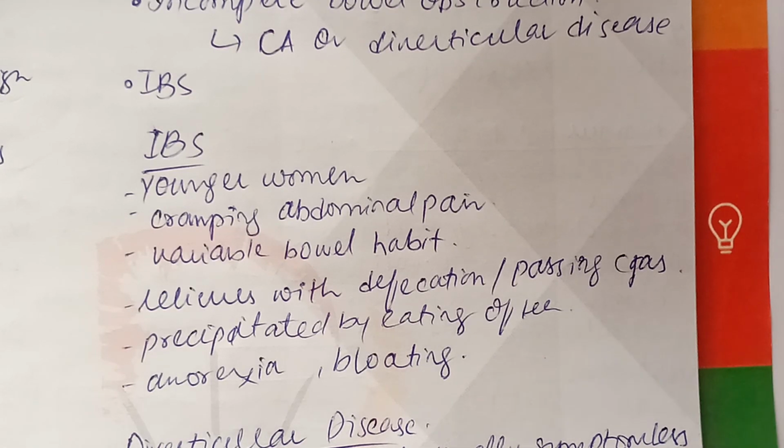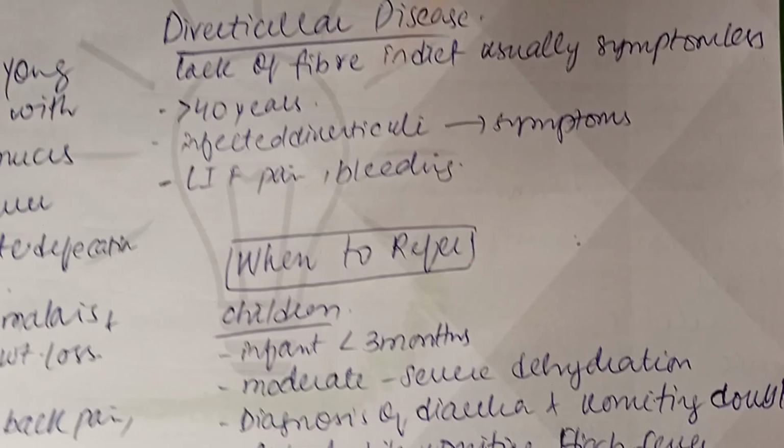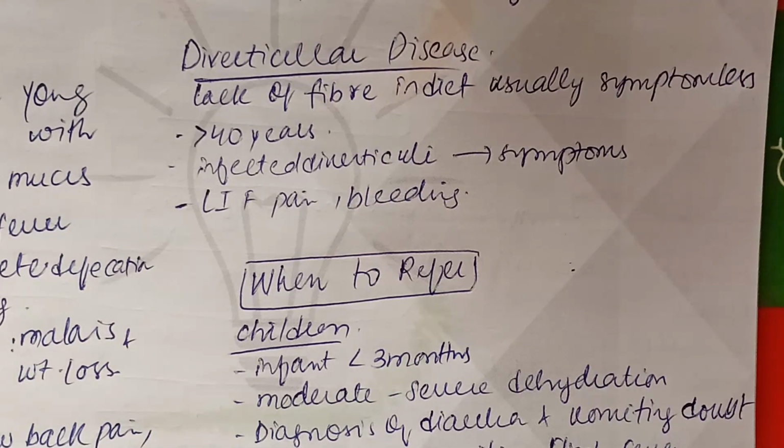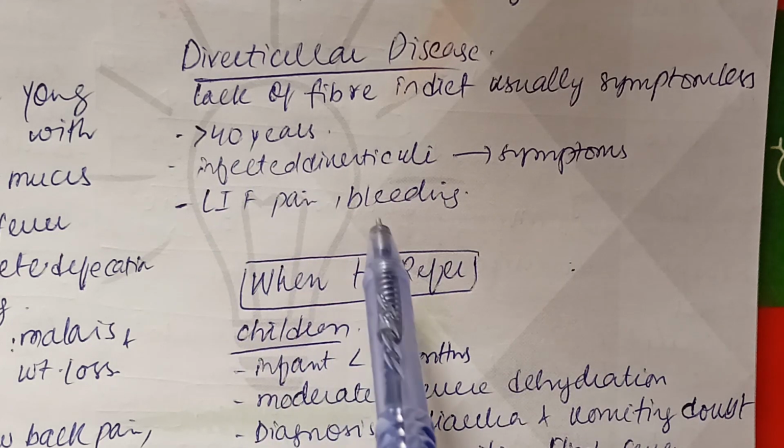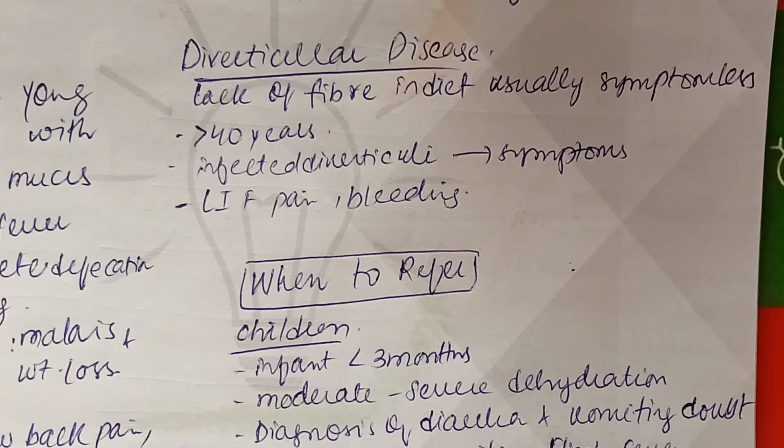Diverticular disease is mostly present in patients who lack fiber in their diet, and it is usually symptomless. It presents in people over 40 years of age. But if the diverticuli get infected, it is called diverticulitis, and it will present with symptoms like diarrhea, bloody diarrhea, and left iliac fossa pain.